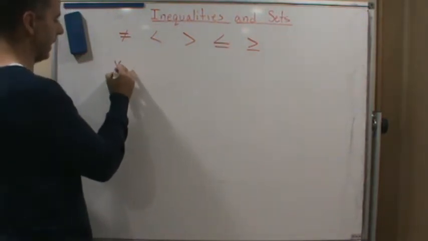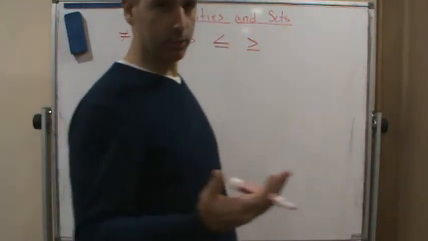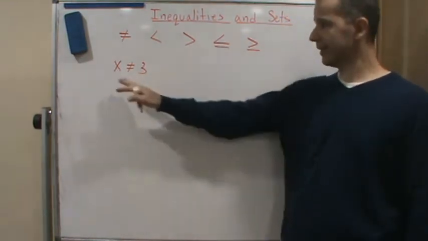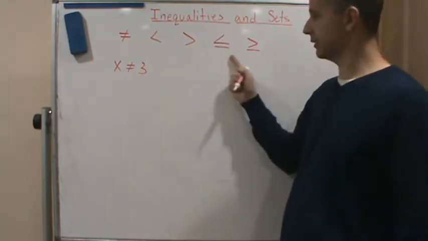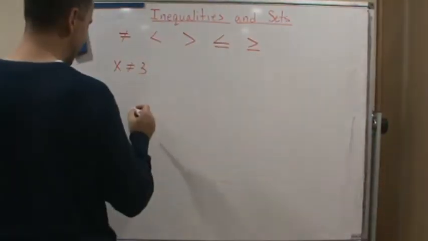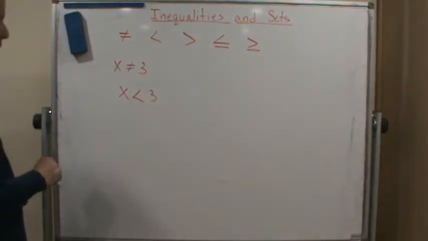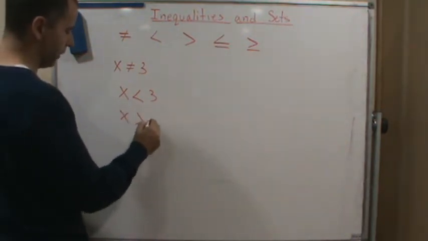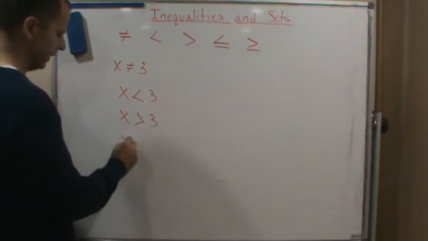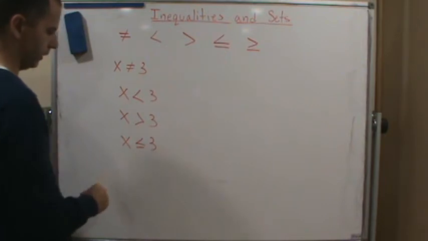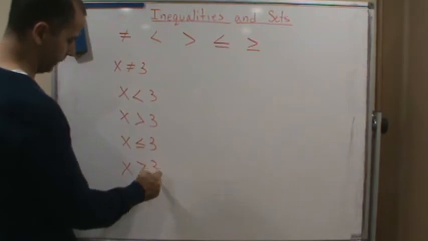So this is the symbol that says something is not equal to something else. For example, if I say x is not equal to 3, then I'm saying x could be anything else, but it's not 3. So that's an inequality. But there are more specific inequalities, like these. I could say x is less than 3, or x is greater than 3, or x is less than or equal to 3, or x is greater than or equal to 3.